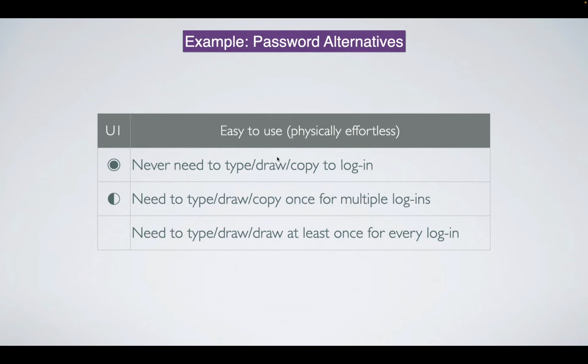If I have to type something, draw something, or copy and paste something, we'll say that that's some amount of physical effort. And if I have, let's say, 1,000 websites, and I log into all of them one after another, there's a world where I have to type 1,000 passwords in, or draw 1,000 passwords, or copy 1,000 two-factor codes, okay? So in that case, we're going to give it no dot. We're going to say you don't get the property, okay? The flip side is I never have to type anything ever. So I can go to those 1,000 websites and I never had to type anything once, okay? So that's the best world, so we'll give it the full dot.